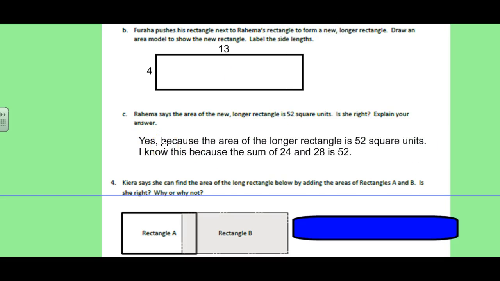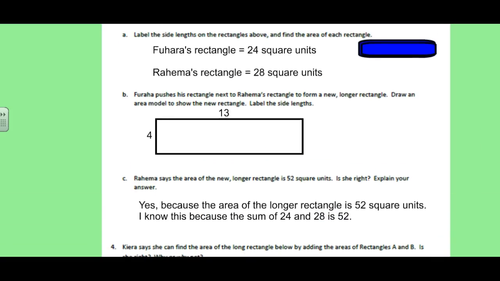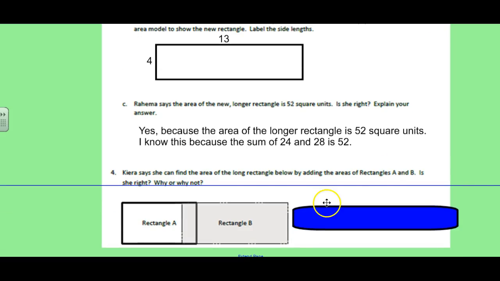So is she right? Yes, she's right, because the area of the longer rectangle is 52 square units, and I know this because the sum of 24 and 28 is 52, because all I did was take both areas and add them together, and that gave me 52. So as long as your answer is similar to what I have, then you are correct.